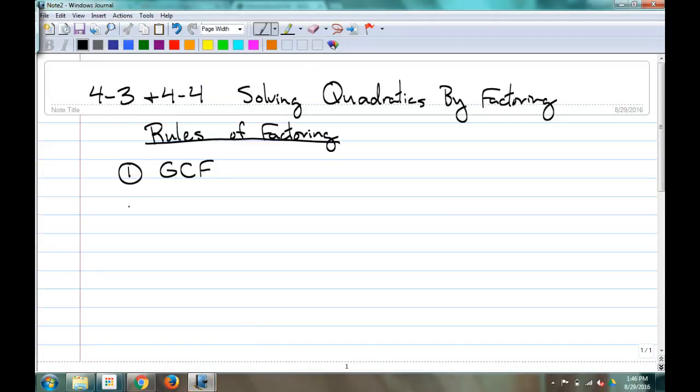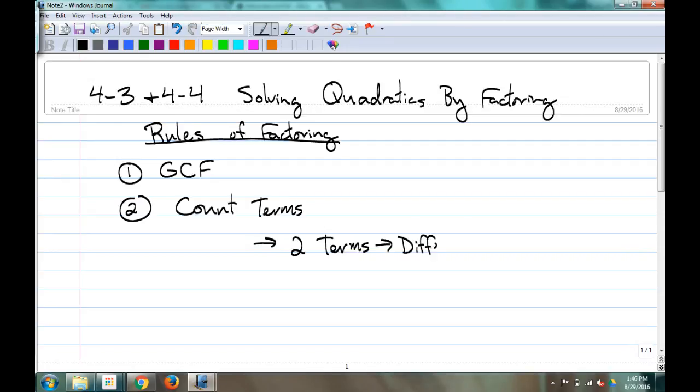All right. Okay, now, after you've gotten the greatest common factor out, you want to count the terms. Based on how many terms there are in the polynomial that you're dealing with, or problem that you're trying to solve, is going to tell you what method you could use to factor that polynomial. If there are two terms, we're going to look for what would be called a difference of squares, and we'll see some of these today.